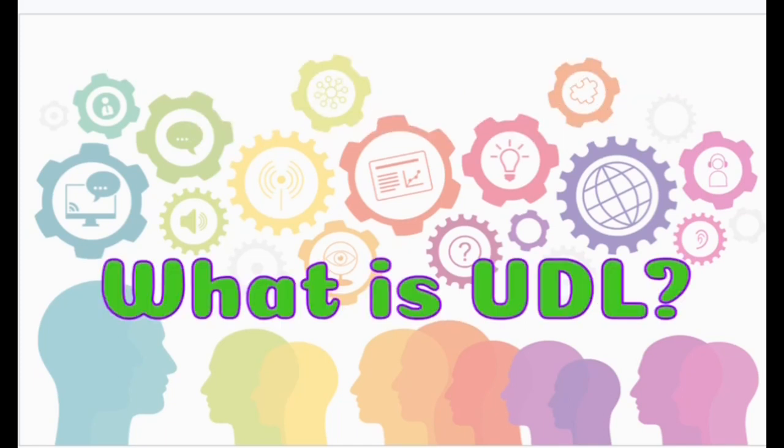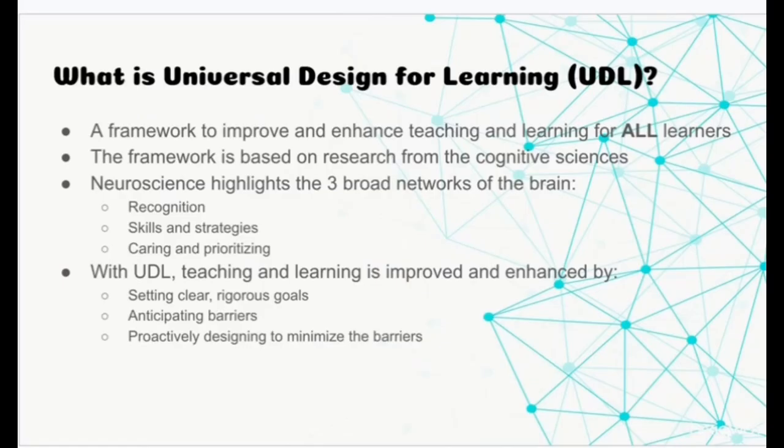What is UDL? UDL is a framework to improve and enhance teaching and learning for all learners. This framework is based on research from the cognitive sciences. Neuroscience highlights the three broad networks of the brain: recognition, skills and strategies, caring and prioritizing.